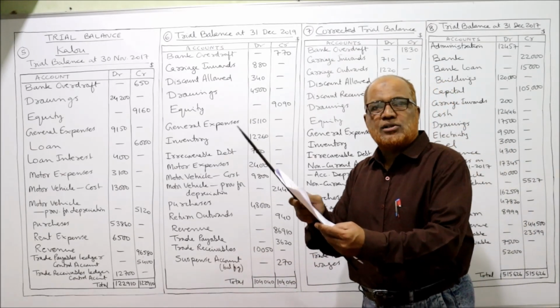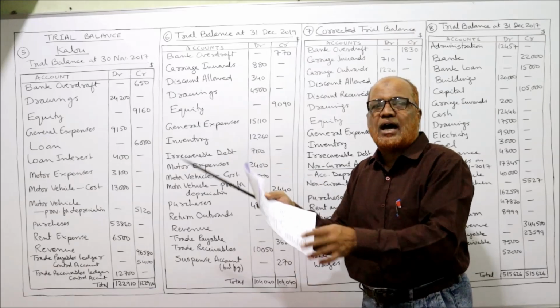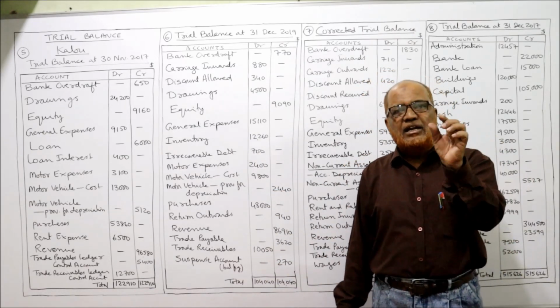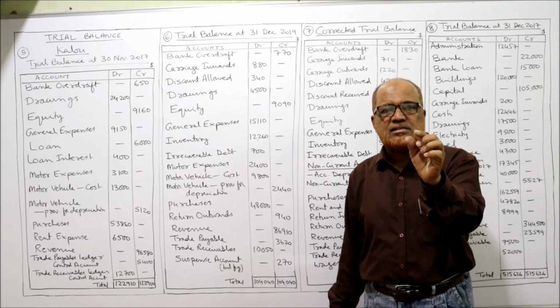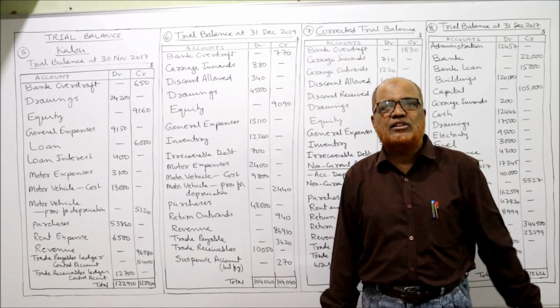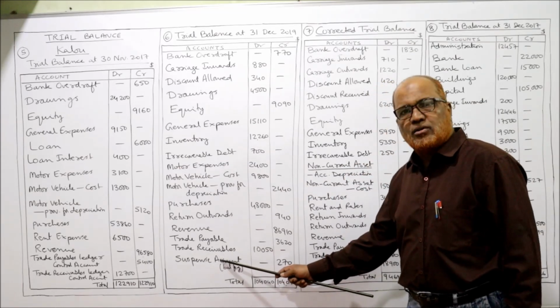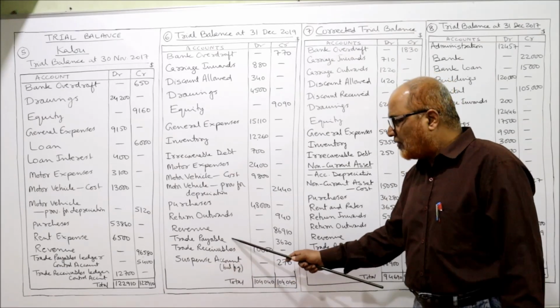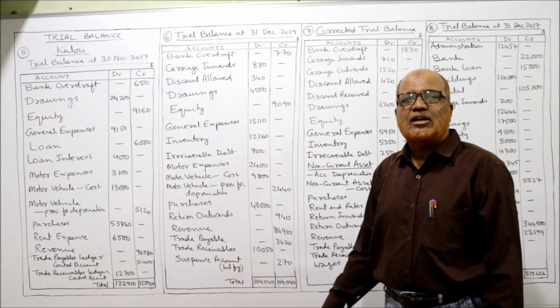Then suspense account. Specifically given in the problem, last item, suspense account. In the problem it is mentioned that if any difference arises in the trial balance, that difference is to be transferred to suspense account. So we have written suspense account. We don't know how much suspense account amount we will get. So after taking all the items, now find the total.